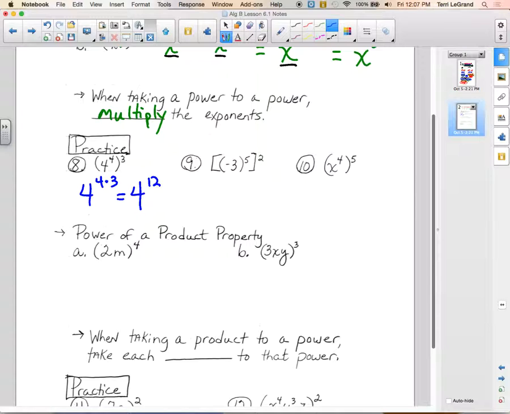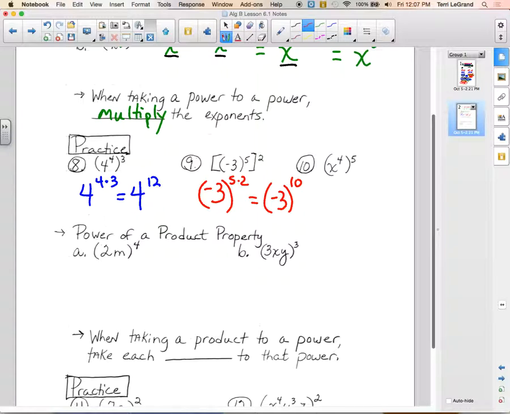We'll take -3 to the 5th power, times it twice, and have the parentheses and brackets. But we're taking the shortcut, remember? So -3 has to be in parentheses because it's the base. And what do we do? Multiply the exponents. 5 times 2, right? Okay, so it becomes -3 in parentheses to the 10th power.